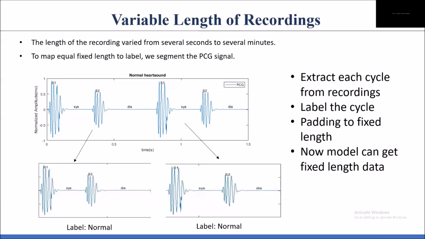The main problem of this 1D dataset is that the recordings are not the same in length. To solve this problem, we first segment the recordings into individual cycles. For example, in this recording, there are 2 cycles. We extract these 2 cycles by segmentation. As the original recording is normal class, we label these 2 cycles as normal. Finally, we pad the cycle to a fixed length and make it suitable for the model input.